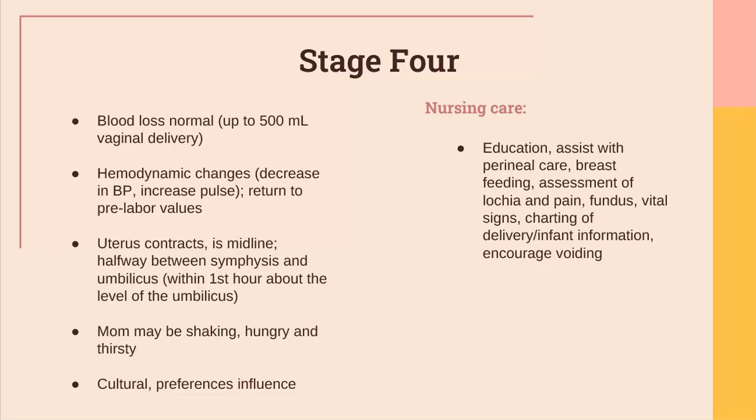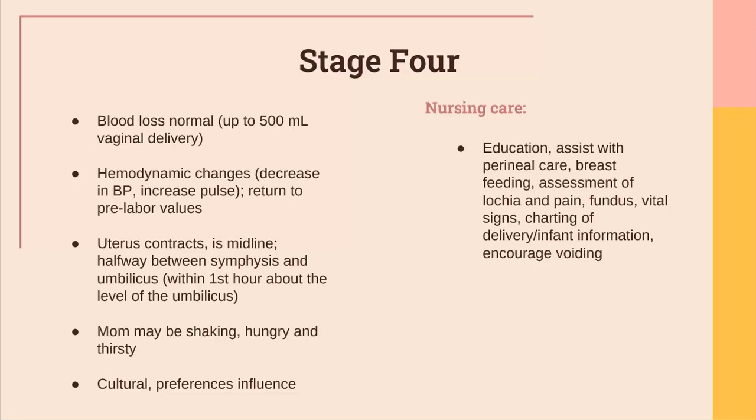So blood loss is normal, up to about 500 mLs for vaginal delivery, about 1,000 for a C-section delivery, which we'll talk about in a little bit. There's hemodynamic changes. There's going to be a slight decrease in mom's blood pressure, an increase in her pulse. She'll return to her pre-labor values fairly quickly. Her uterus will contract. It's midline. It's halfway between the symphysis pubis and the umbilicus within about an hour.